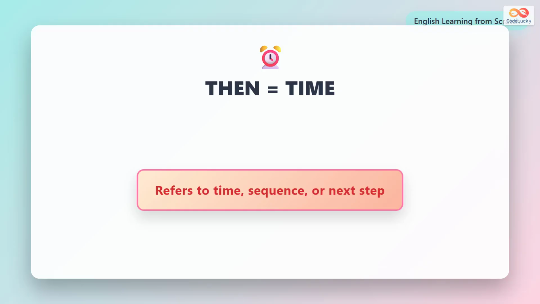First, let's understand the word then. Then means time or what happens next in a sequence. When you use then, you are talking about when something happens or the order in which things happen. It refers to a specific moment or a series of events that follow one after another.